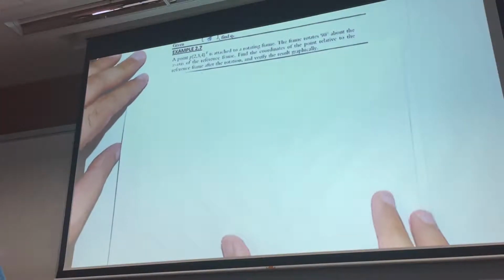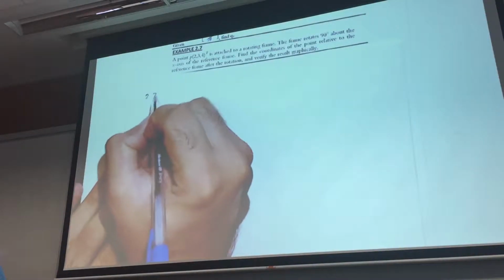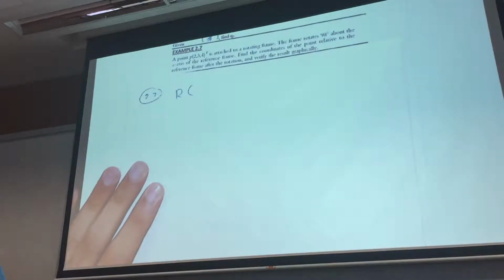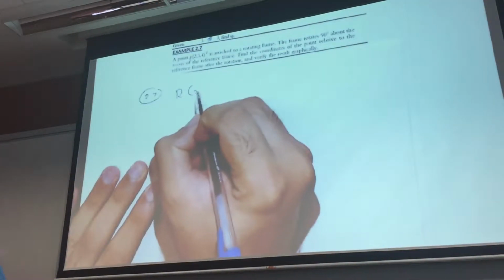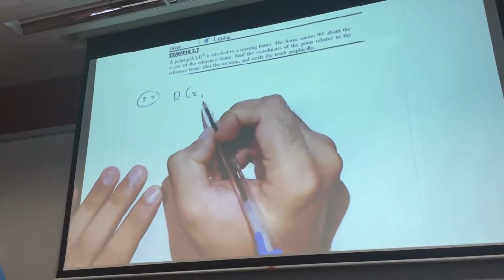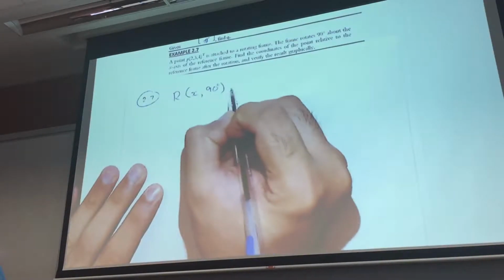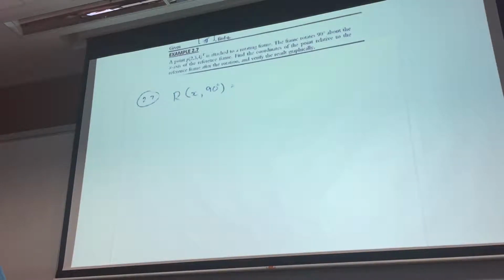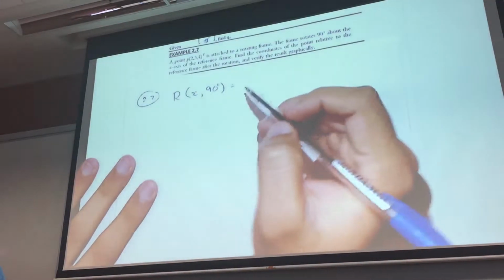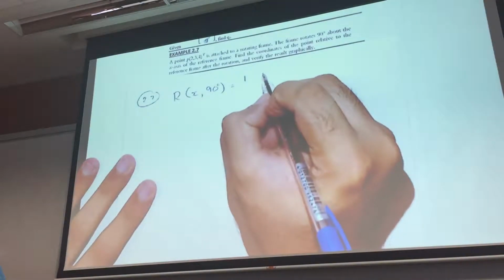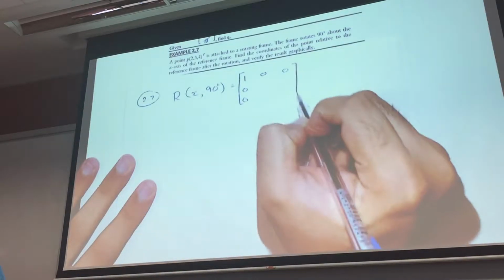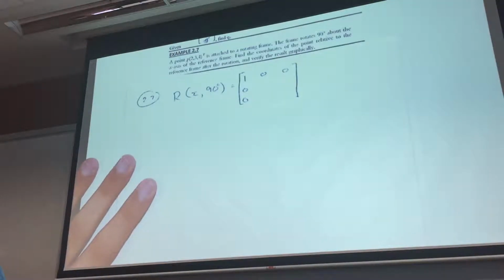If I'm going to rotate about the x-axis, I will rotate it this way. I will say x, then 90 degrees. Then you need to remember your basic rotation matrix. Remember this is x, so your 1 will be here, 0, 0, 0, 0. Remember this. This is the first step that you do.